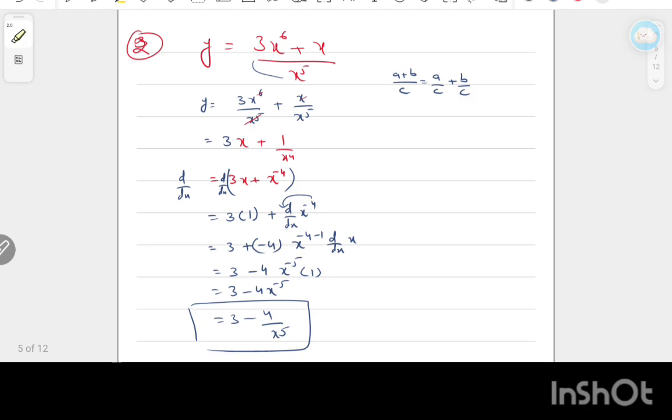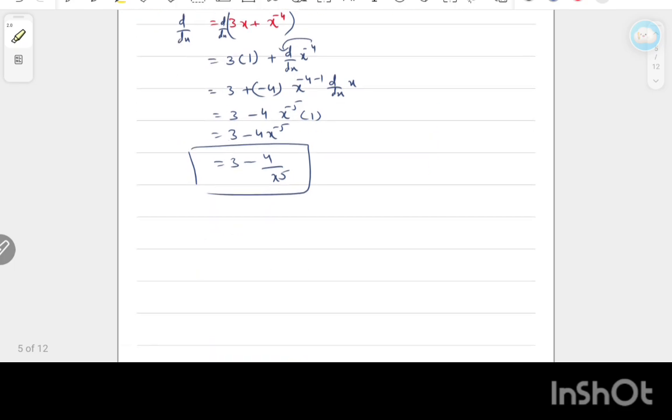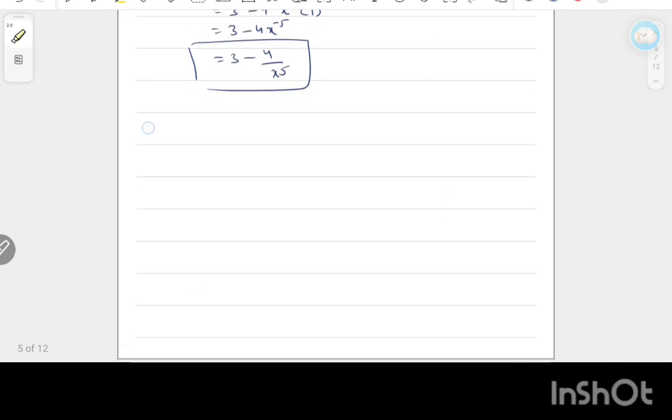Now move forward, we will solve another question. The question is given: y equals 12 over (x squared plus 3), and here we find dy by dx. Now how do we find this?